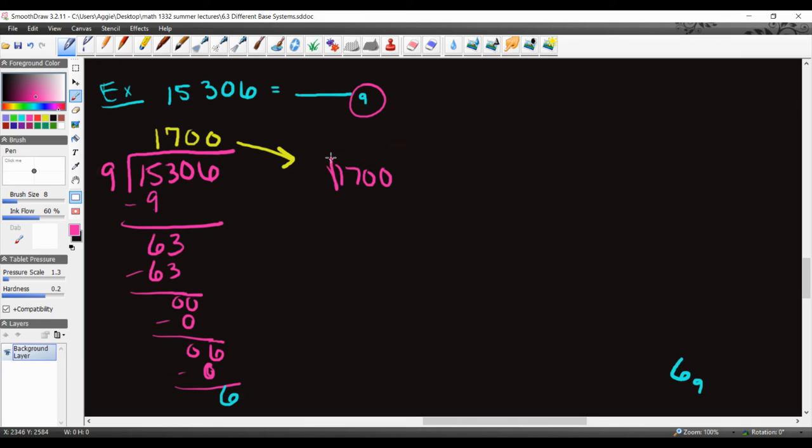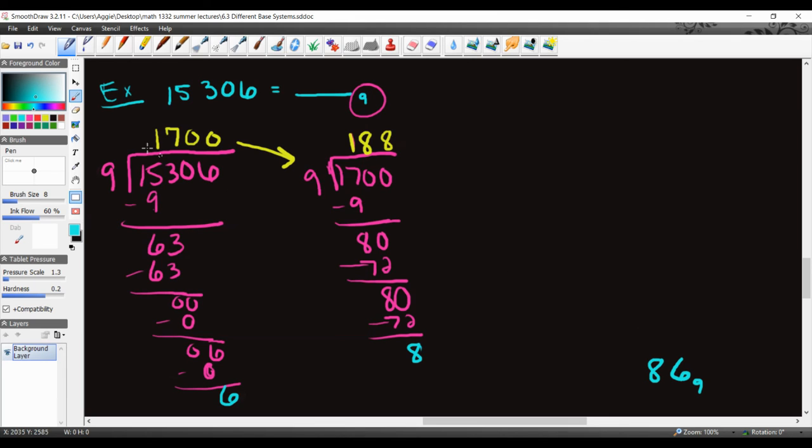So we have 1700 now divided by 9. 9 goes into 17 once. 1 times 9 is 9. That gives me 8. Bring down the 0. 9 goes into 80, sorry, 8 times. 8 times 9 is 72. That gives me 8. Bring down the other 0. 9 goes into 80 again, 8 times. 8 times 9 is 72. So that gives us a remainder of 8. So that's our next number, 8. Okay, and we do it again.